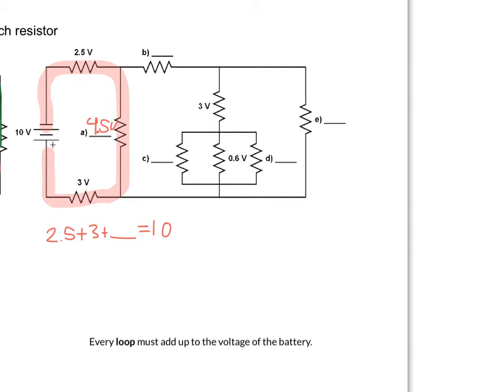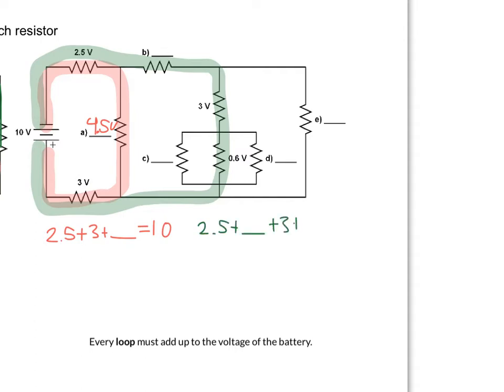So that's the first loop I'm going to consider. Next loop I'm going to think about is one going all the way around and through this middle pathway here, so something that goes like this. And so for that, we can think about the fact that we have a 2.5, this unknown resistor here, B, a 3, a 0.6, and another 3, and that must add up to 10. So solving for that unknown resistor there, we find that that's going to be 0.9 volts across B.